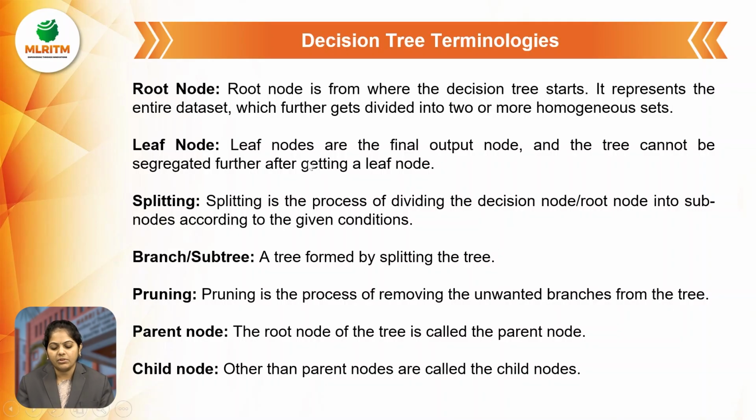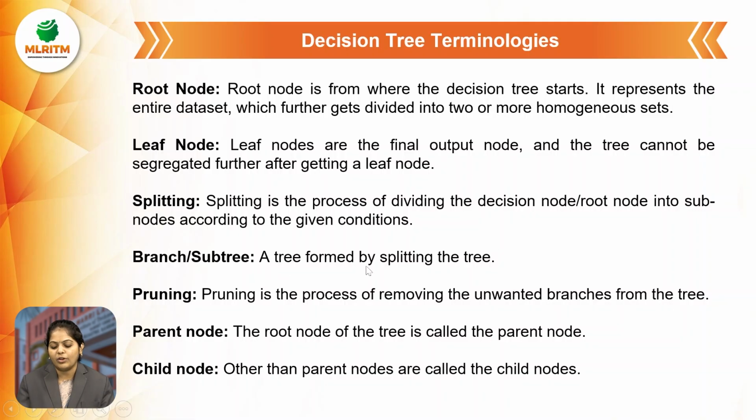Next, coming to the leaf node. Leaf nodes are the final output nodes, and the tree cannot be segregated further after getting a leaf node. When a node is a leaf node, it will never have any further branches or nodes. Next is splitting. Splitting is the process of dividing the decision node or the root node into subnodes according to the given condition. So splitting is nothing but, based on certain conditions, splitting the tree into certain classifications.